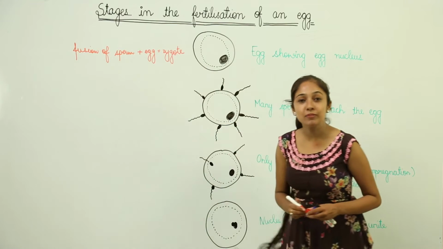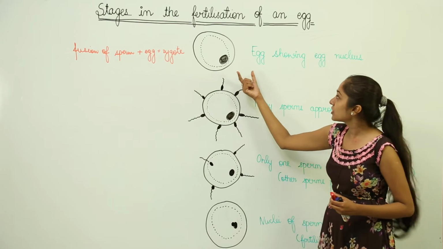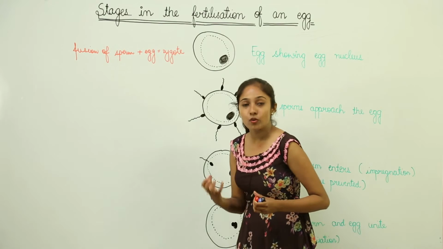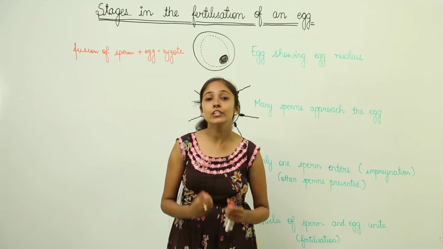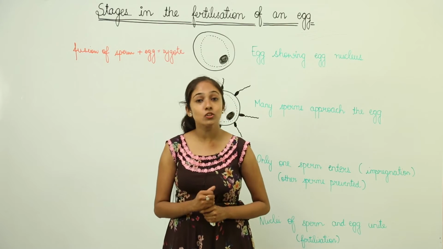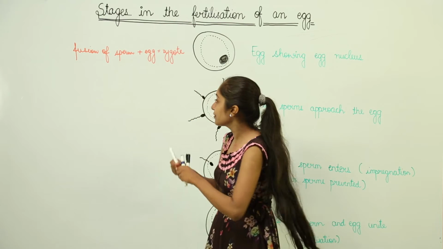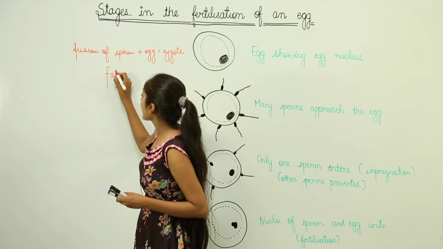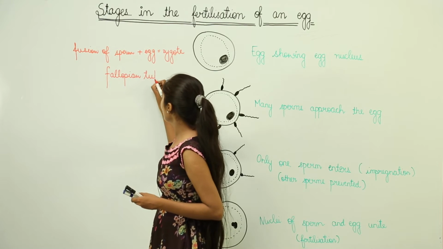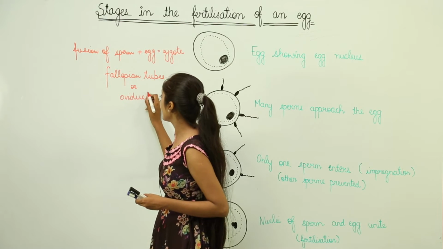So what is going to happen during fertilization? We have this ovum or the egg, which contains this nucleus. Now at the time of copulation, many sperms are going to enter the vagina, and through the vagina they are going to reach the oviducts or the fallopian tubes. So what is the site of fertilization? Fallopian tubes, which you also call oviducts, are the sites of fertilization.